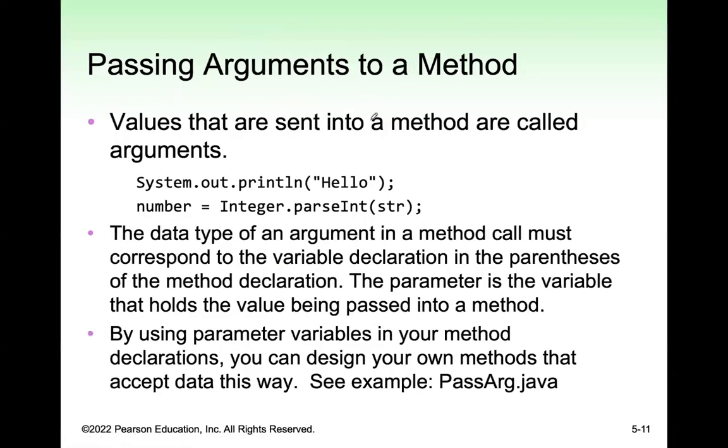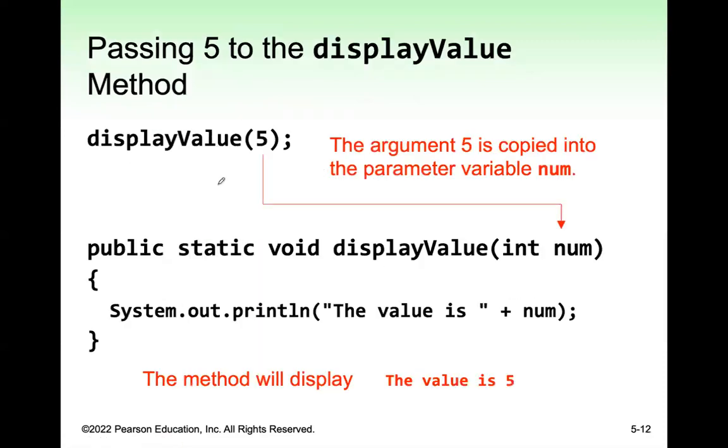Documenting method. All right, passing arguments to a method. If you have a method that will accept certain arguments, it's really easy to send those values into a method. So let's look at this one. We have again a void method. Remember, void means we're not returning anything. We have a display value method.